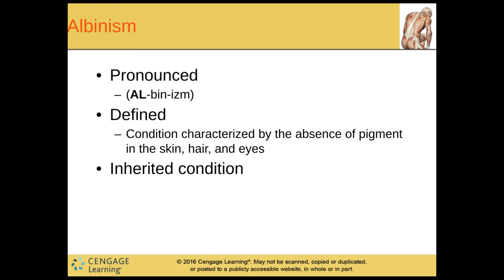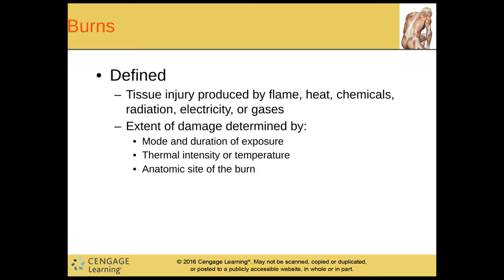So if you've ever seen somebody that has albinism, they have stark white hair, stark white skin, sometimes really, really light blue or even red or purple looking eyes. Not hazel, I'm sorry, violet looking eyes. So Google it and look it up. It's pretty interesting.